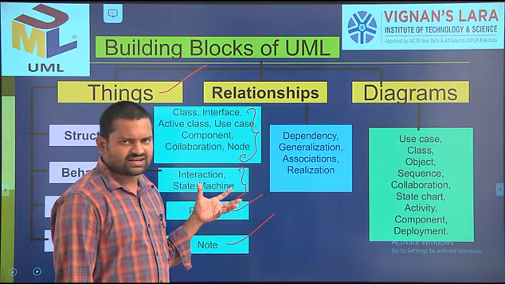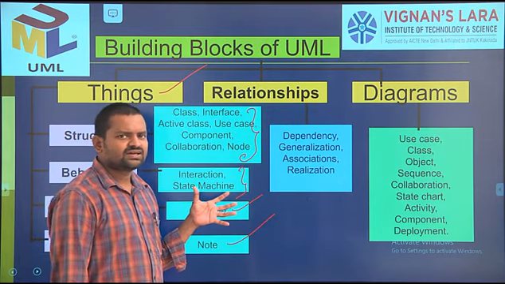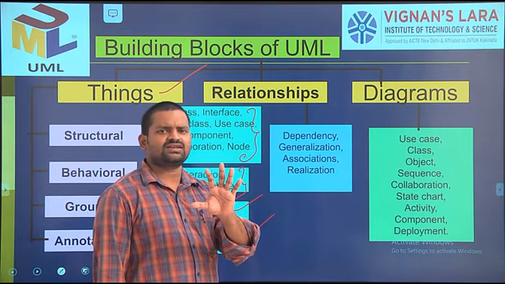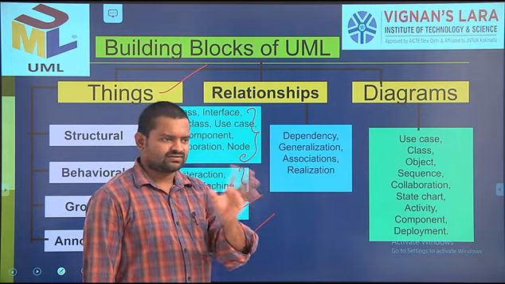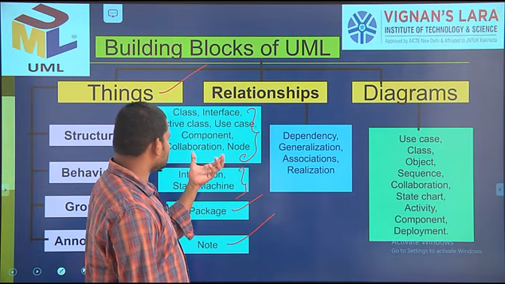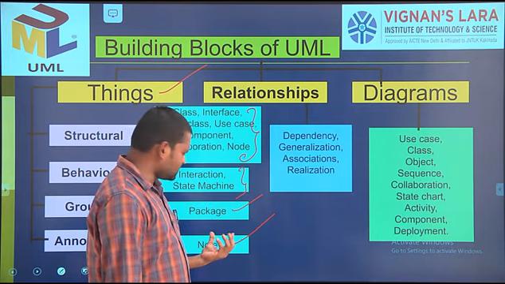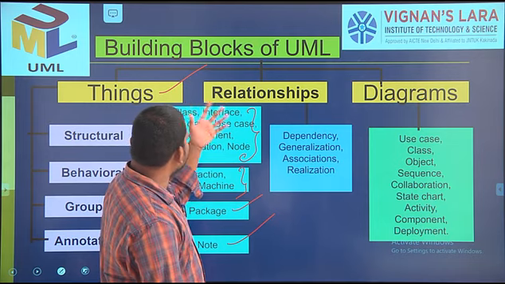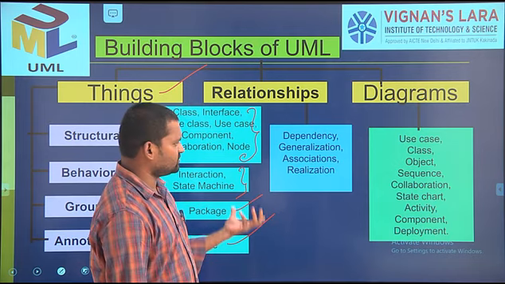After that we studied relationships. A relationship is nothing but a connection between the different things. Things are not only classes, interfaces, activities, packages, and nodes. In addition, you may have different kinds of real world classes and objects. Okay. So the building blocks contain things and relationships.